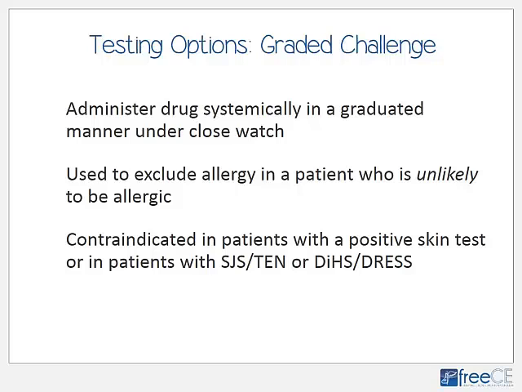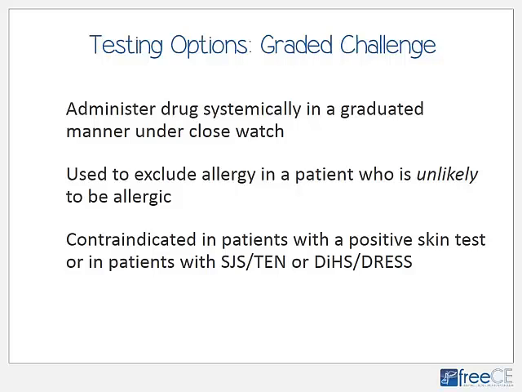But basically, you're going to administer the drug systemically in a graduated manner. So you give a little bit of the dose, and then you increase the dose a little bit later, and so on until you achieve the therapeutic dose you're trying to administer, and see at what point a response is induced. You'll want to include a few placebo doses as well. This will help exclude false positives or any subjective reactions from the patients.